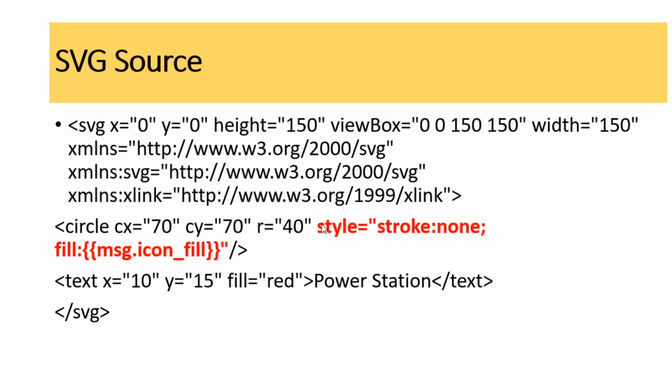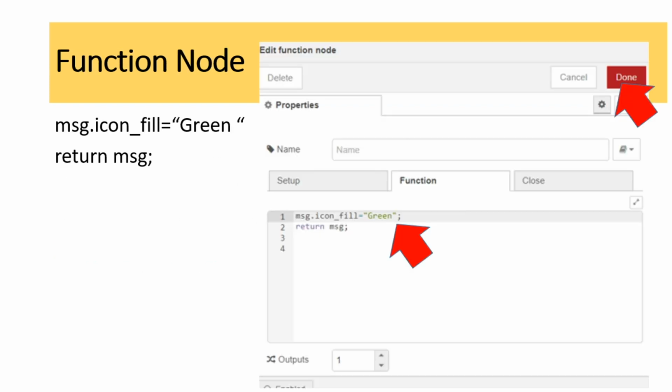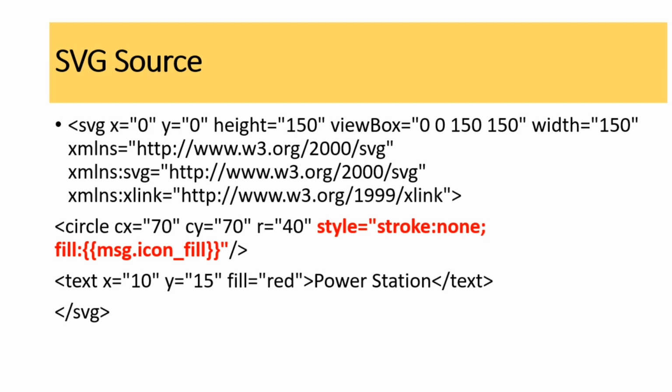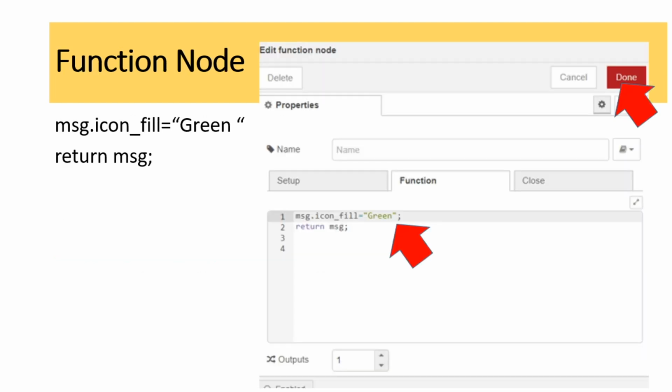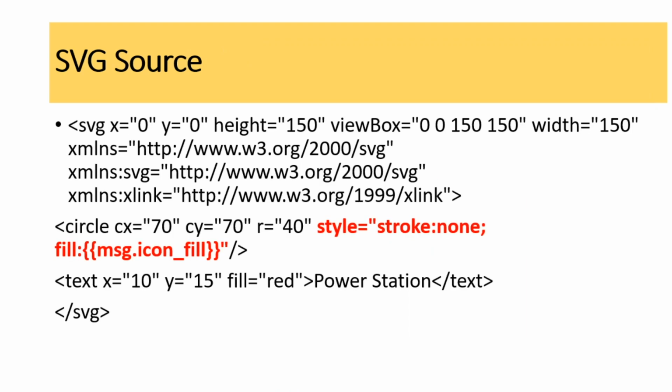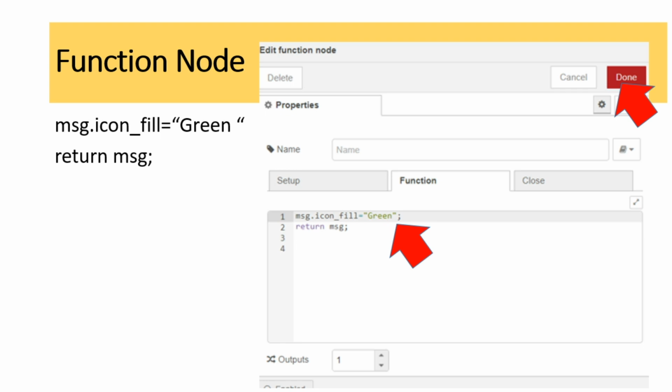Now I'm modifying the style. Stroke is none, so I'm not going to have any outer line here. I'm going to make stroke equal to none, and fill colon equal to the msg.icon_fill. Either you can use icon_fill or icon.fill. Whatever name you are using in the function node has to be configured here, or whatever name you are using here has to be configured in the function node as well. This is a very important point.